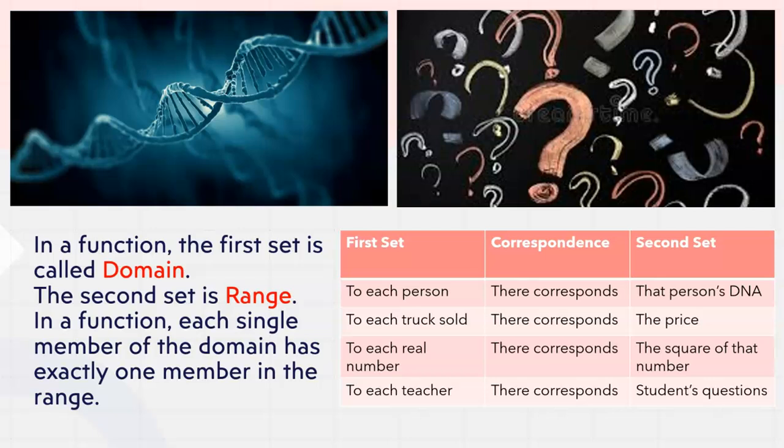To each truck sold, you have that price, and this is a function because you can only pay one price for a truck. To each real number, there corresponds the square of that number, and this is true because the square of 2 would be 4, the square of 4 would be 16, and you can't have a different square for those numbers. To each math teacher, there corresponds many students' questions, and this is not a function because one teacher has to deal with many questions.